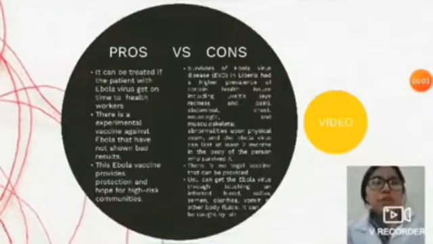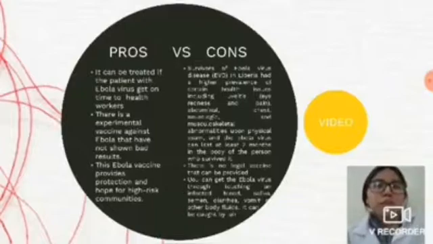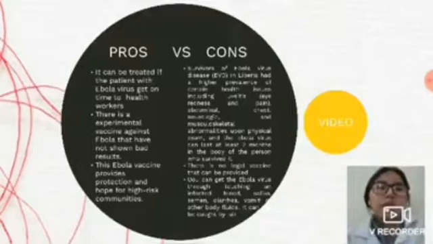Pros and cons. Pros. It can be treated if the patient with Ebola virus gets to health workers on time. There is an experimental vaccine against Ebola that has not shown bad results. This Ebola vaccine provides protection and hope for high-risk communities.